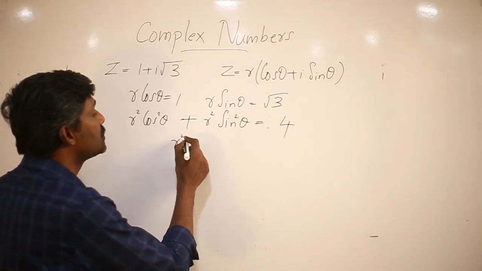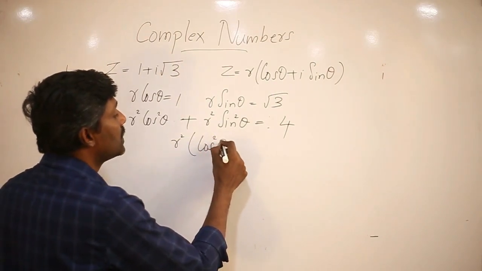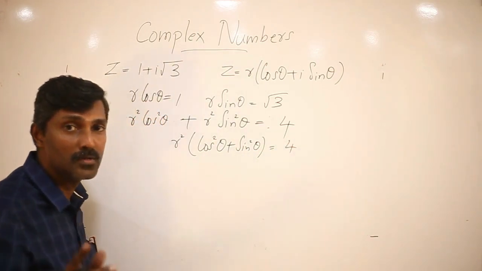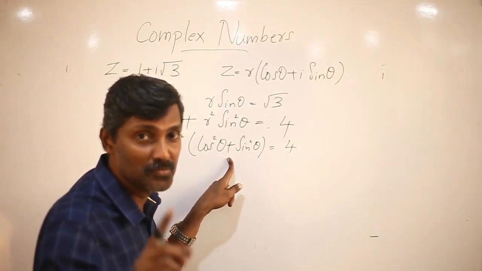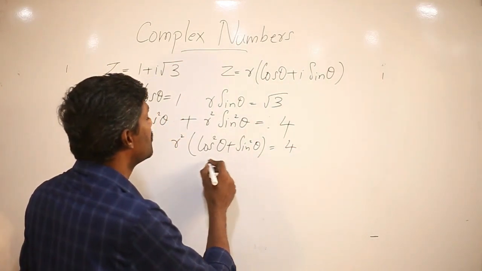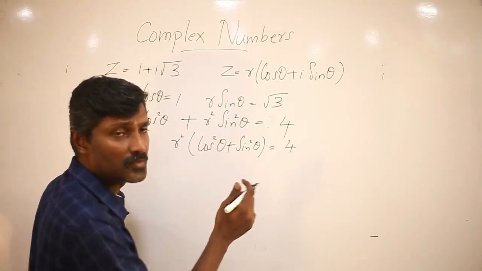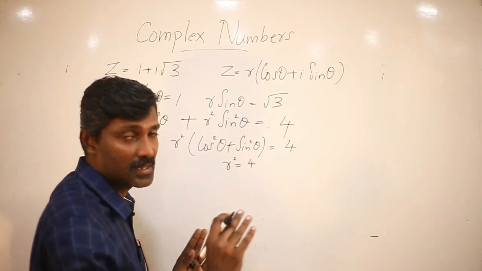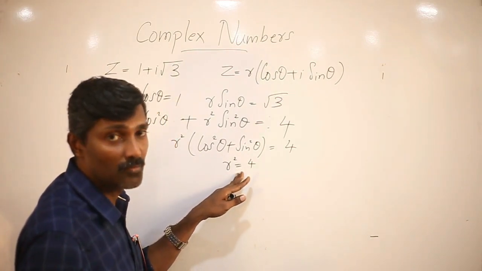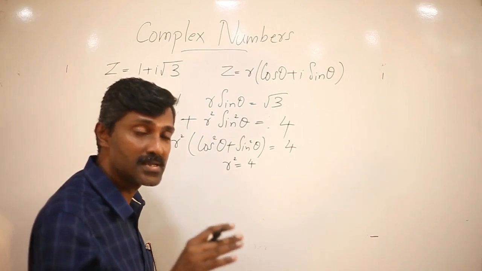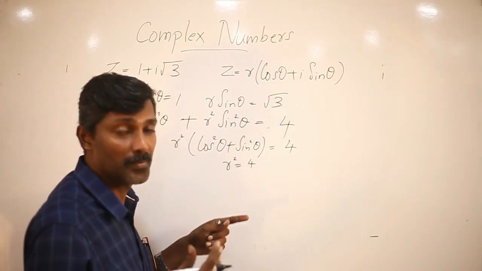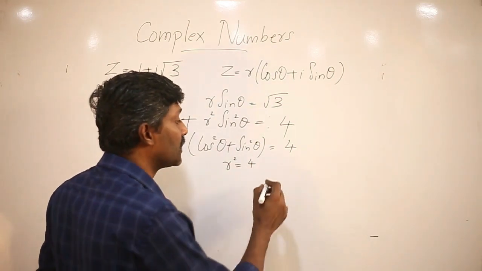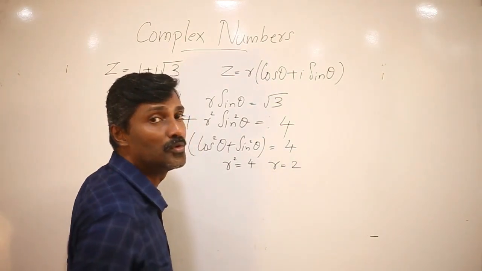So taking it outside, we get r square into cos square theta plus sine square theta is equal to 4. And we have already said that cos square theta plus sine square theta is 1. So r square is equal to 4. And r is the modulus, which is never negative, so we don't have to take the negative value. Square root of 4 is plus or minus 2, but since r is always positive, we take the positive value only. So r is equal to 2.